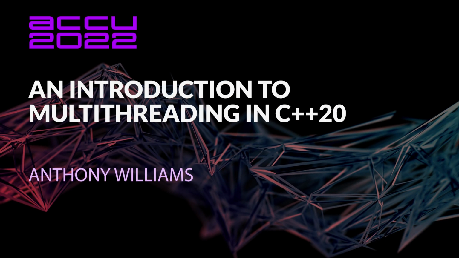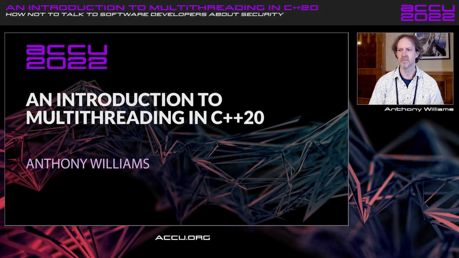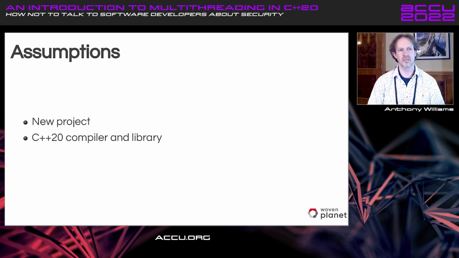Well, hello everybody. I'm going to talk to you today about an introduction to multithreading in C++ 20. For the purposes of this talk, I'm going to make a couple of simplifying assumptions. The first is that this is a new project. You're not trying to add multithreading to existing code where you've got particular requirements. And in particular, I'm assuming that you've got a nice shiny C++ 20 compiler and library.